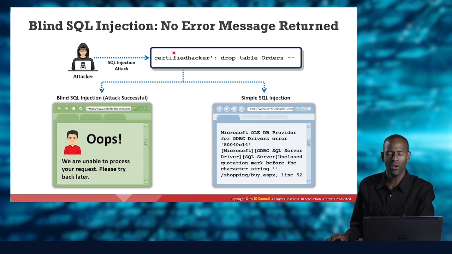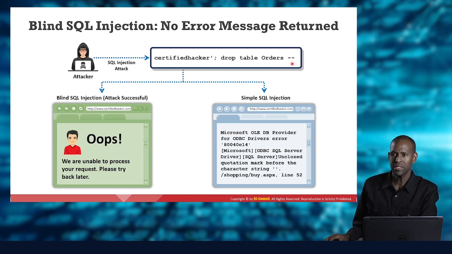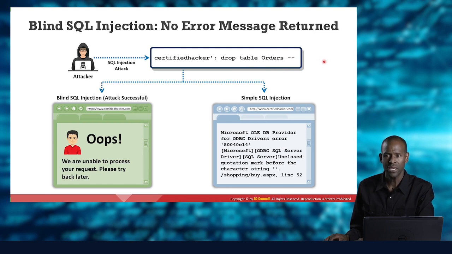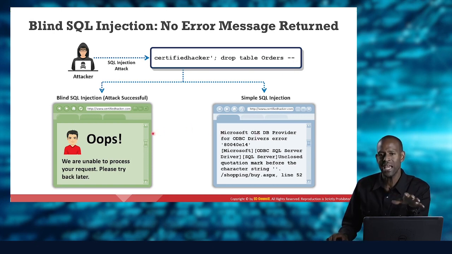So here the attacker says, hey, SQL server, delete, in other words, drop the table orders. And what does that double dash mean? Do you remember that? That means that whatever SQL statement existed afterwards is now turned into a comment, so it's going to be ignored, all right? So this SQL injection works, and even though I get a generic page and it says, oops, we're unable to process your request, please try back later, actually it worked.